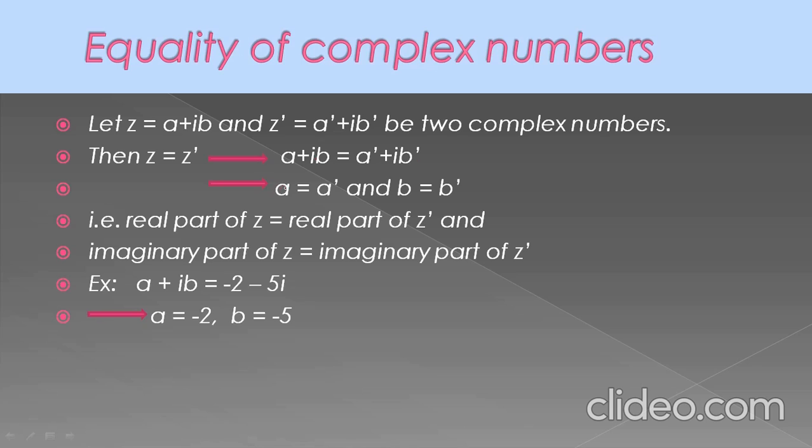Now here a will be equal to a dash and b is equal to b dash, that is, the real part of z will be equal to the real part of z dash and the imaginary part of z will be equal to the imaginary part of z dash. For example, let a plus iota b is equal to minus 2 minus 5 iota. On comparing the real part, we get a equal to minus 2 and on comparing the imaginary part, we get b equal to minus 5.